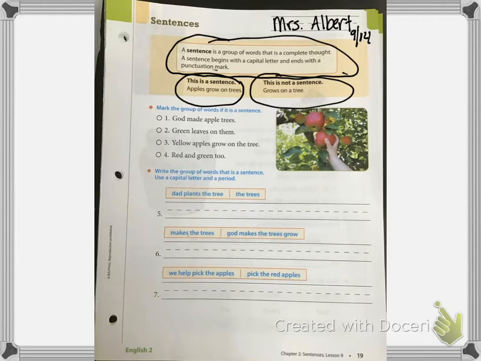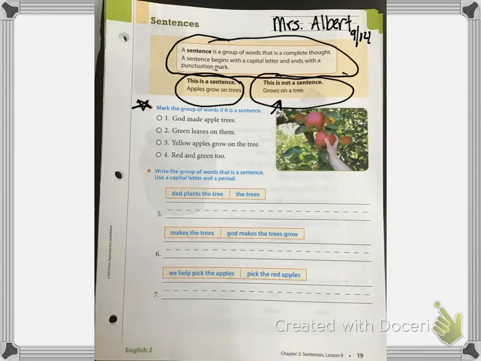It has an action part and it has a naming part. So we're gonna move over here. This is not a sentence. It says grows on a tree. Who or what is growing on a tree? It could mean anything, and we don't know because it's not telling you who or what is growing on a tree. So we're going to move down to this section right here, and it says mark the group of words if it is a sentence.